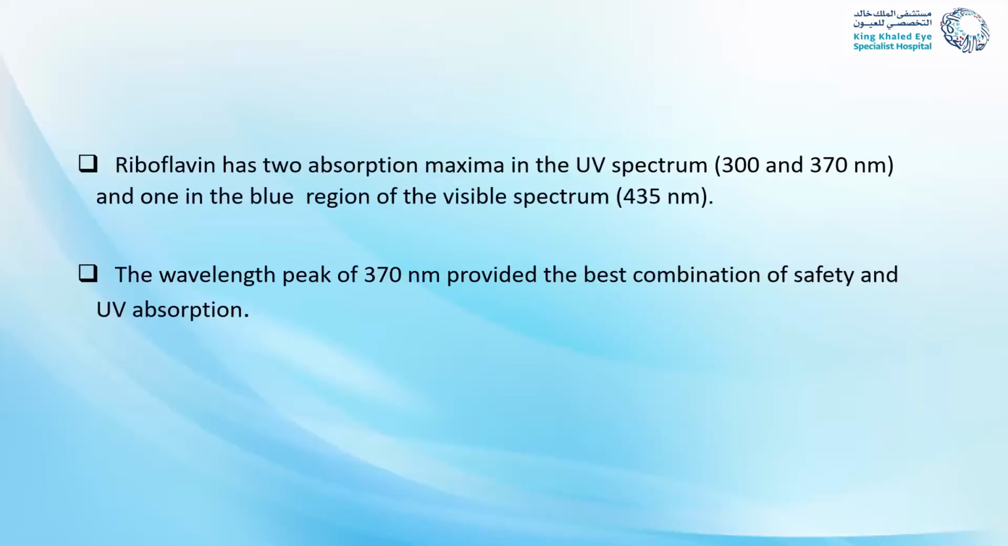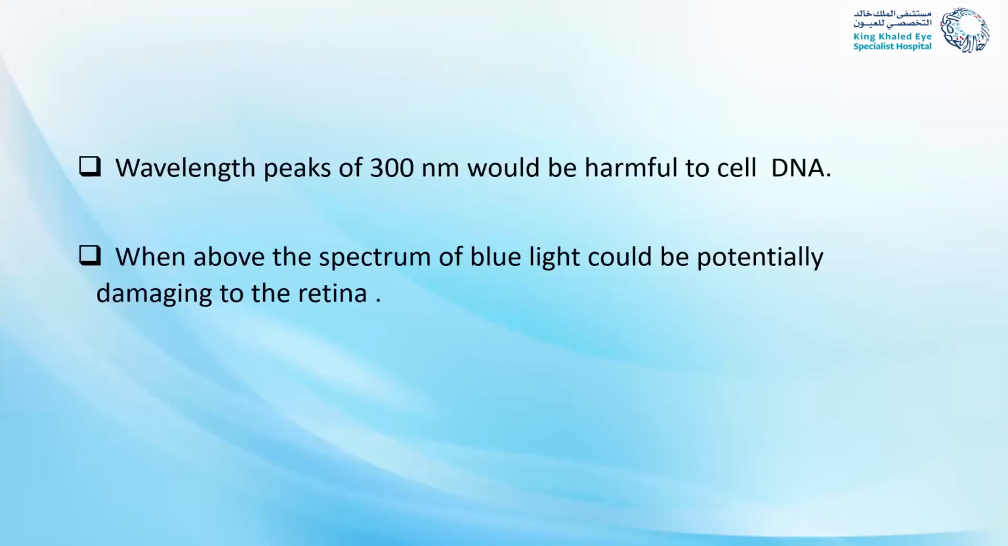We're saying this because we need to know that riboflavin has two absorption maxima, so two peaks where it really reacts to the UVA light at 300 and at 370 nanometers, and one in the visible spectrum, the blue region, at 435 nanometers. So why are we always using the 365, 370 nanometer wavelength? Because it provides the best combination for absorption and for safety. Safety is quite crucial here, because using 300 nanometers is actually harmful to cell DNA. And if we choose the blue light spectrum, this could be potentially damaging to the retina.